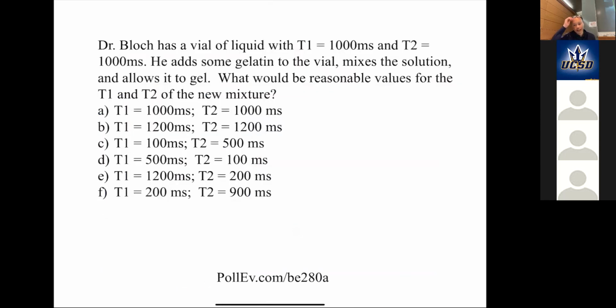So with that, this is the question you have. Dr. Block has a vial of liquid with T1 of 1,000 and T2 of 1,000. He adds some gelatin to the vial, mixes the solution, and allows it to gel. What would be reasonable values for the T1 and T2 of the new mixture? I'll launch the poll online so you can participate as well. Take about a minute to think about this, and we'll regroup.